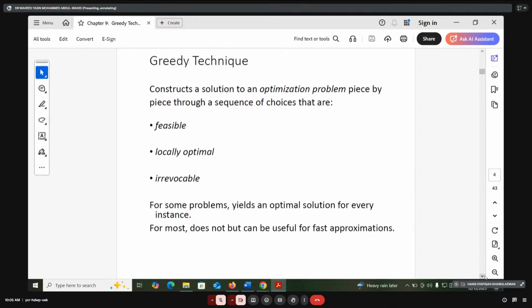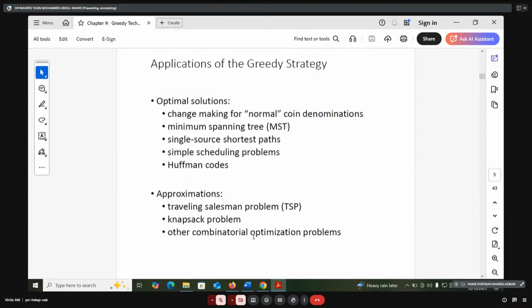So here, the greedy technique constructs a solution for optimization. So it's not only to find a solution but to optimize the solution. It builds the optimization solution piece by piece through a sequence of choices that are feasible, locally optimal, and irrevocable. For some problems, it yields an optimal solution for every instance. For most, it does not, but it can be useful for fast approximations. Applications of the greedy strategy: optimal solutions, change making for normal coin denominations.